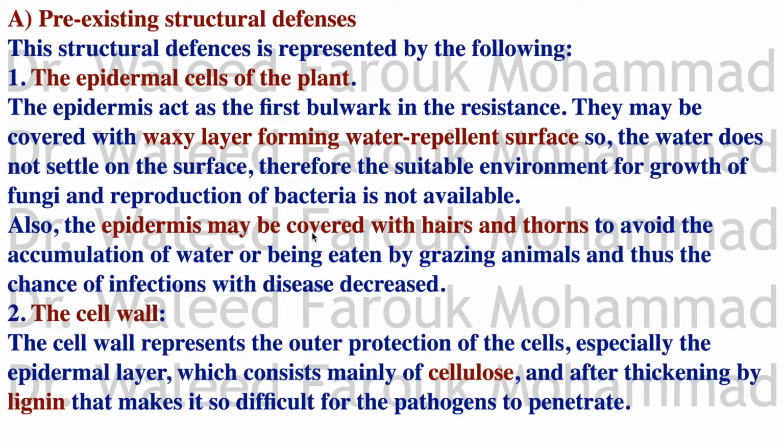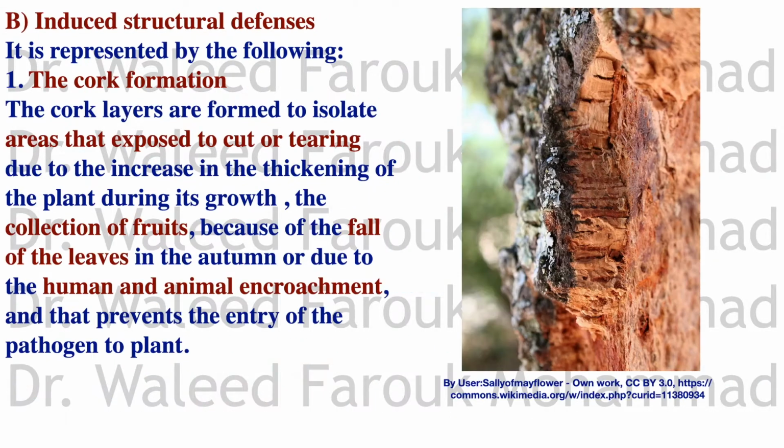طب ايه اخبار السيل وول؟ The cell wall represents the outer protection of cells, especially برضو in the epidermal layer, and that consists mainly of cellulose اللي بتتخن by precipitating lignin that makes it so difficult for the pathogens to penetrate. يبقى ايه اللي بيحصل في السيل wall؟ It uses lignin as line of defense.